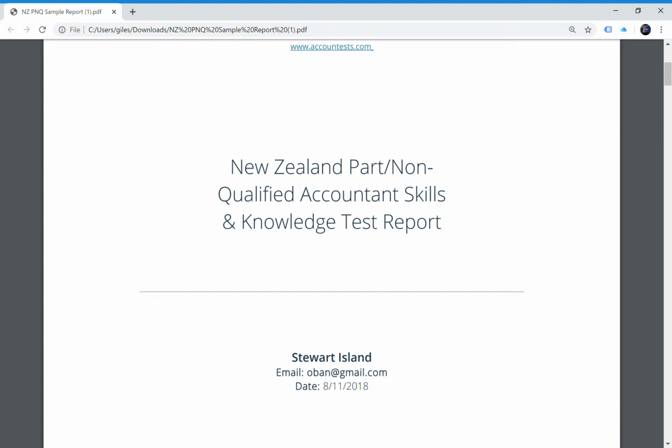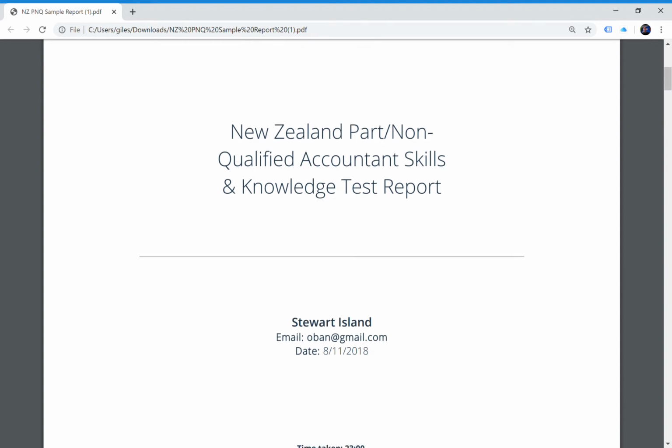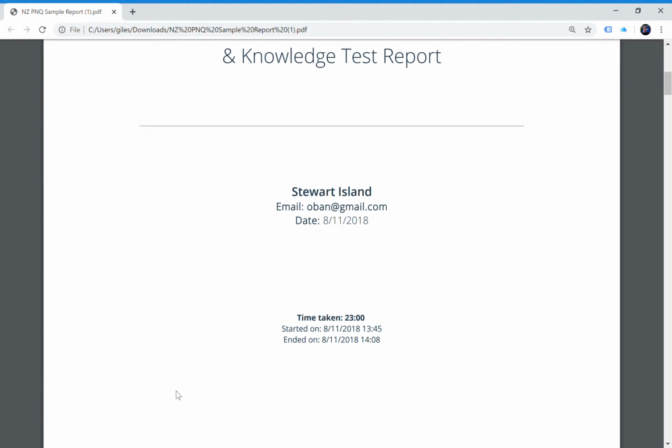So if I'm looking at one of these, the first thing I would do would be to go down towards the bottom of the first page, and you can see the time taken. These tests are timed at 30 minutes, so if the time taken says 30, your candidate was still working on the test when their time ran out. If it's less than 30, you can see how long they spent in the test.